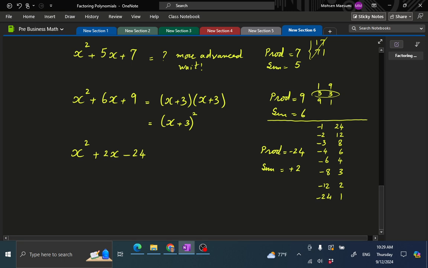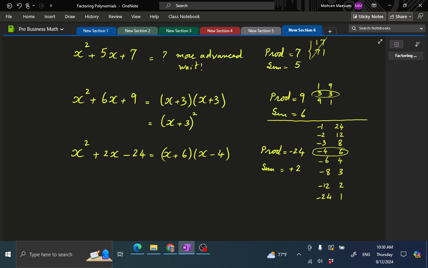Thankfully, we just look at the whole numbers. But which one of these is it that the sum is plus 2? The sum has to be plus 2. So here is the one that matches our requirement. The sum of those two numbers is plus 2. So I can write this as x plus 6 times x minus 4. So that was another example that we had here.